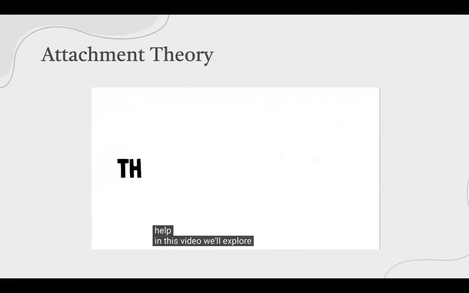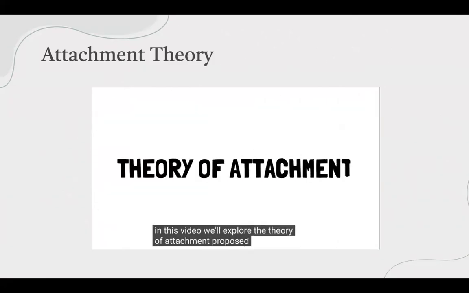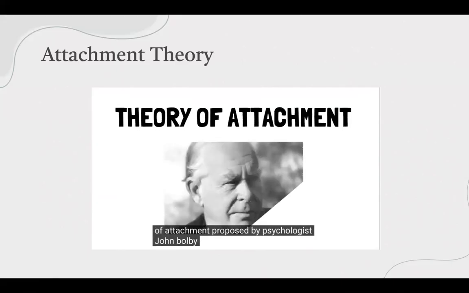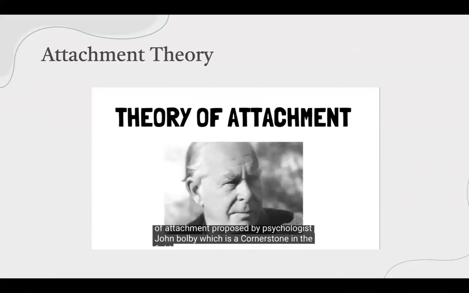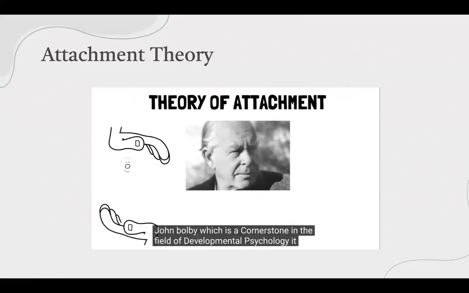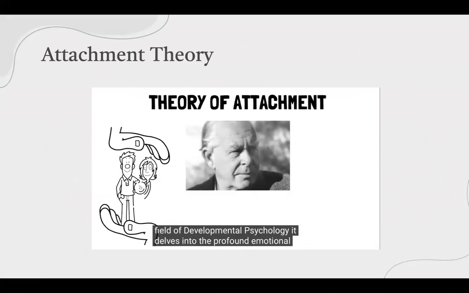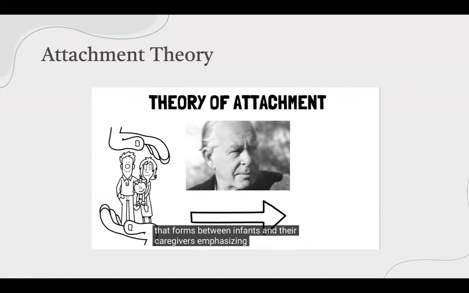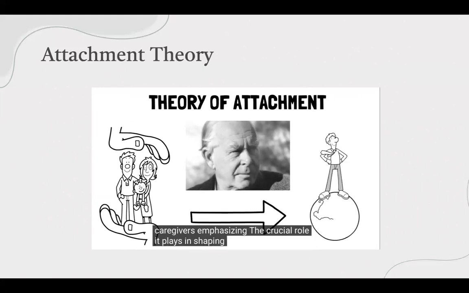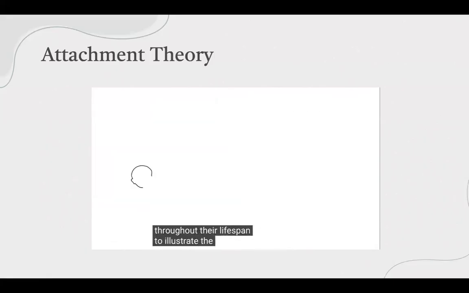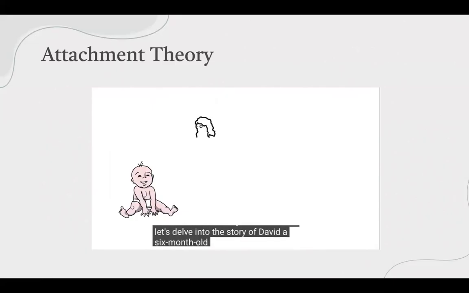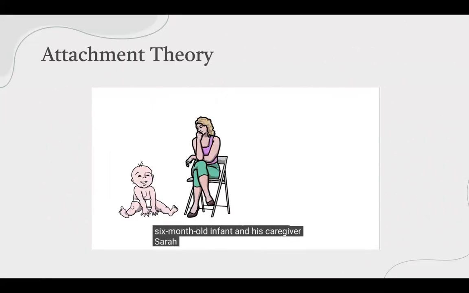In this video, we'll explore the theory of attachment, proposed by psychologist John Bowlby, which is a cornerstone in the field of developmental psychology. It delves into the profound emotional bond that forms between infants and their caregivers, emphasizing the crucial role it plays in shaping an individual's social and emotional development throughout their lifespan. To illustrate the theory of attachment, let's delve into the story of David, a 6-month-old infant, and his caregiver, Sarah.